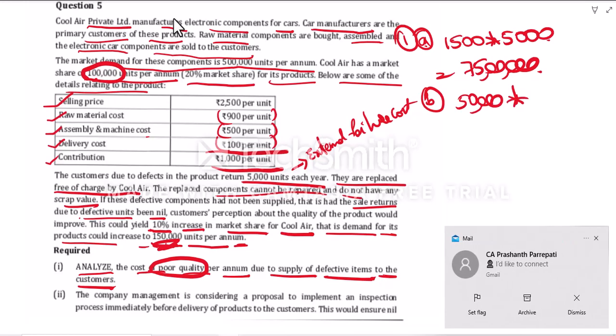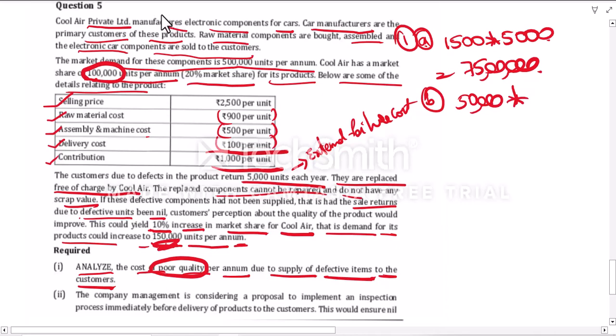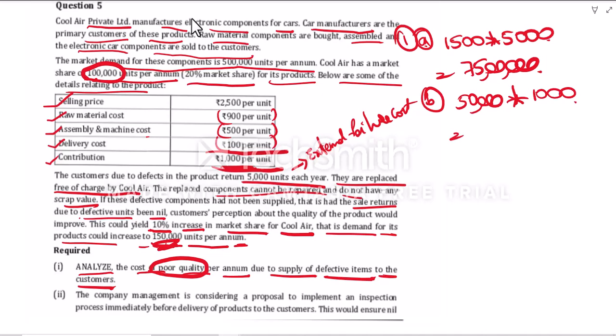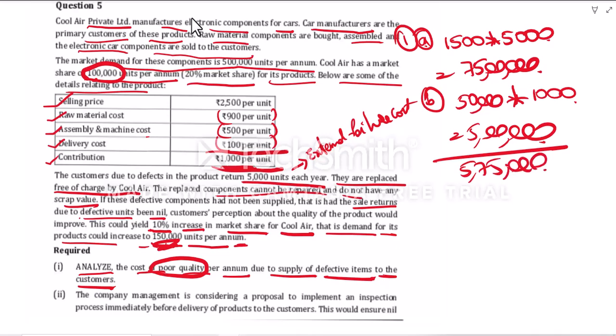And how much loss will it be? 1,000 contribution they are losing for each of the 50,000 units. So 50,000 into 1,000 per unit, that will be 5 crores. So total 5 crores 75 lakhs they were losing.